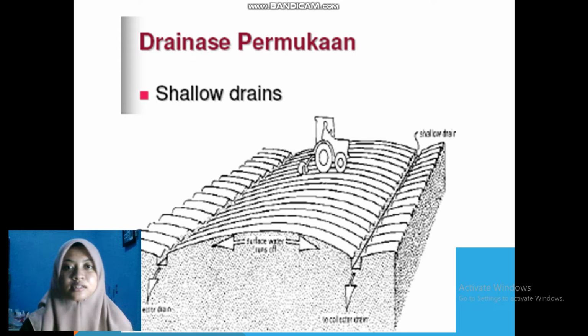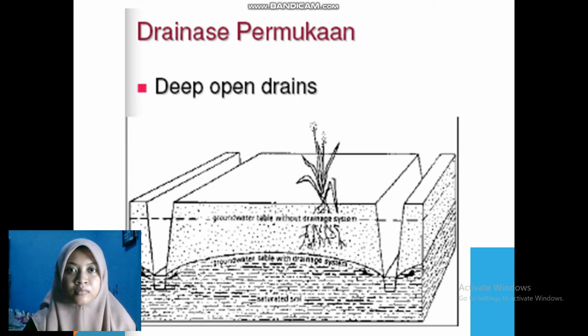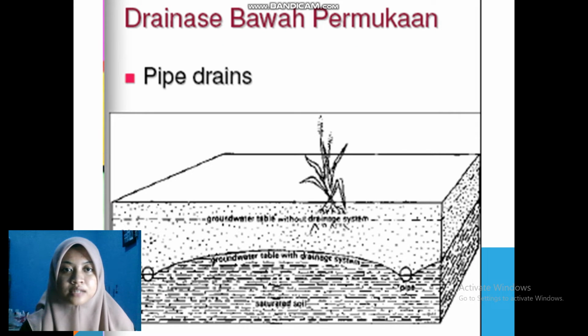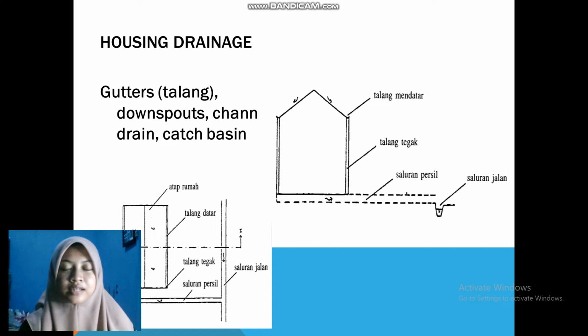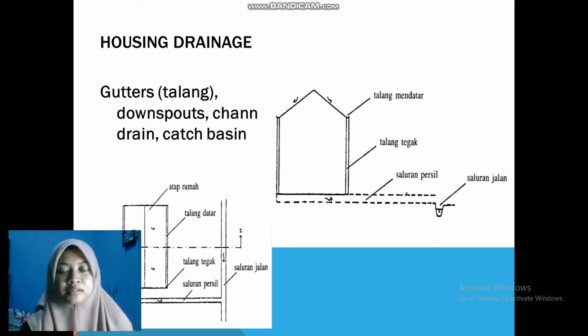Next is a surface drainage picture from shallow drains. And next is deep open drains, like this. And the next is pipe drains, and the picture is like this. And the next is housing drainage. It is gutters, or talang in Indonesian, downspouts, chan drains, and catch basins.